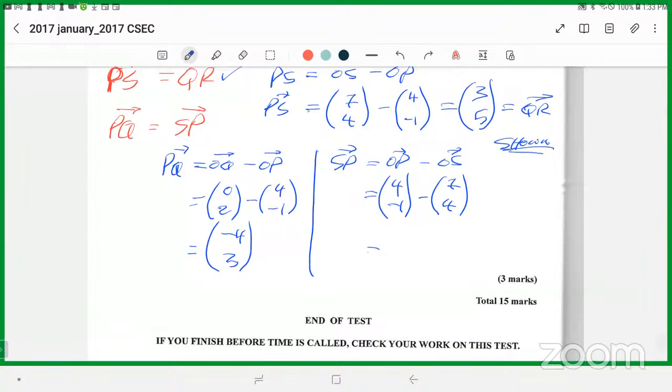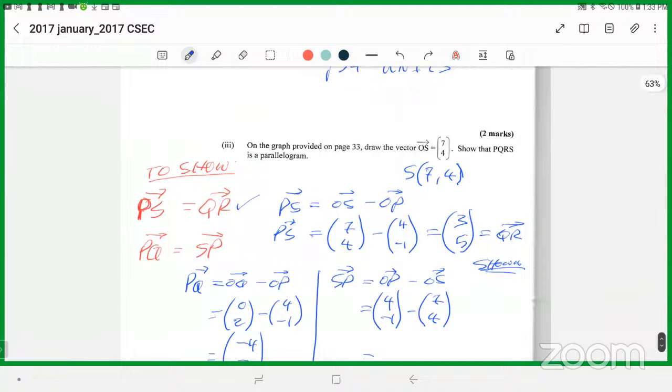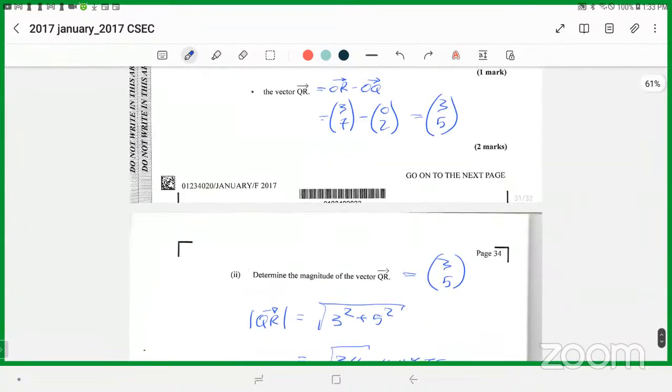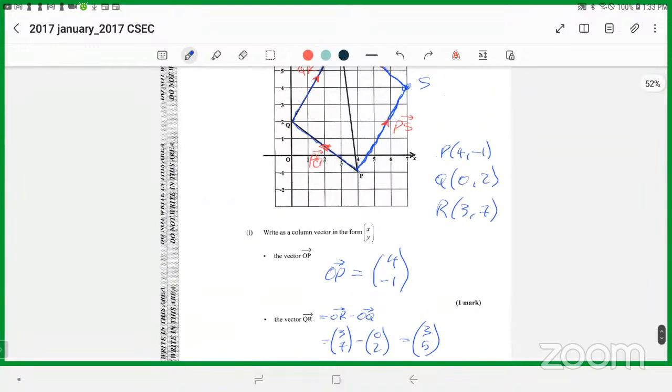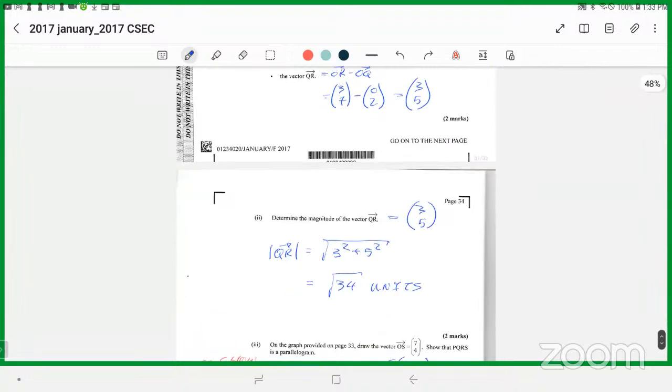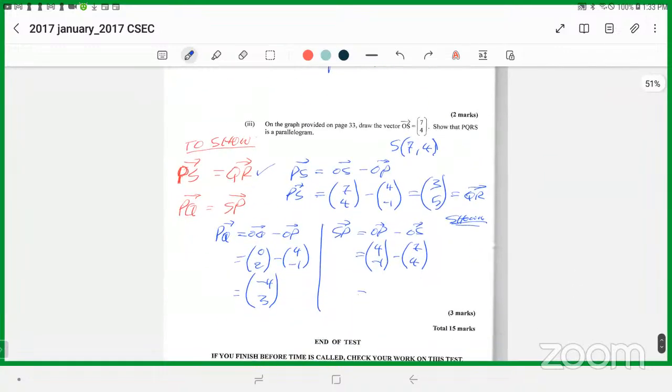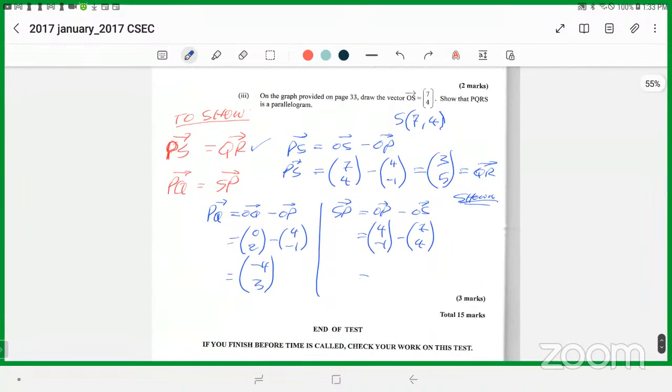PQ, let's look at PQ. What was P and Q again? Let's make sure. Q was 0, 2, yeah. And P was 4, negative 1. All right. So PQ is OQ minus OP: 0 minus 4, negative 4.